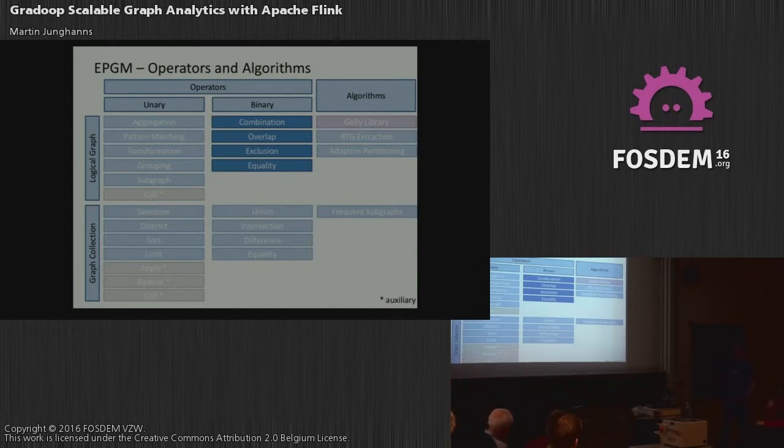We have two implementations of equality. One works on the identifiers, so whether it's really the same objects inside two graphs. And we have an implementation that works with canonical labeling, which means we compare two graphs based on the attributes of the vertices and edges contained in that graph, which is a very interesting operator.